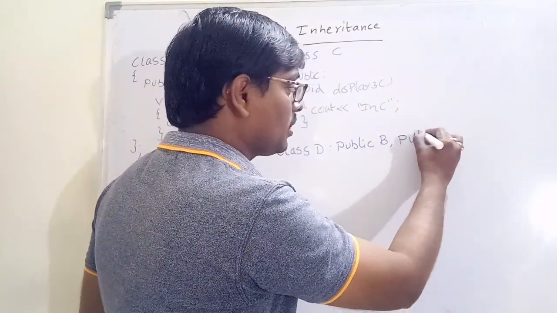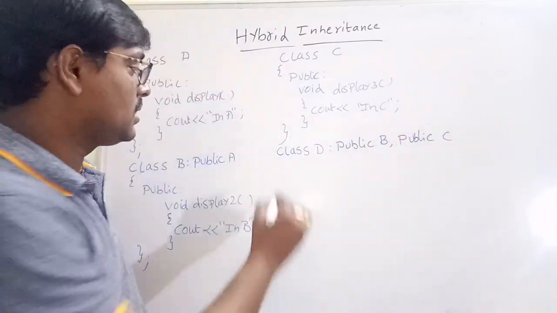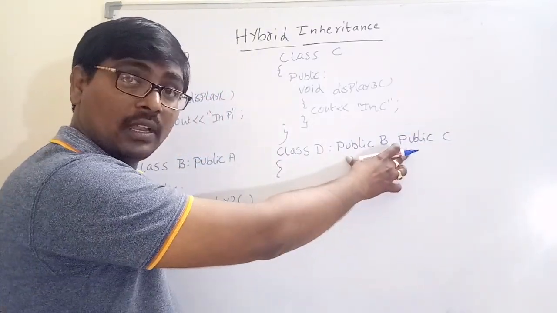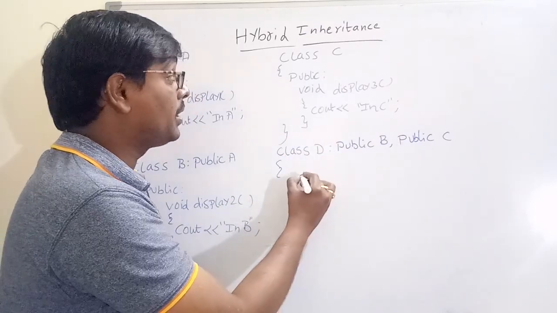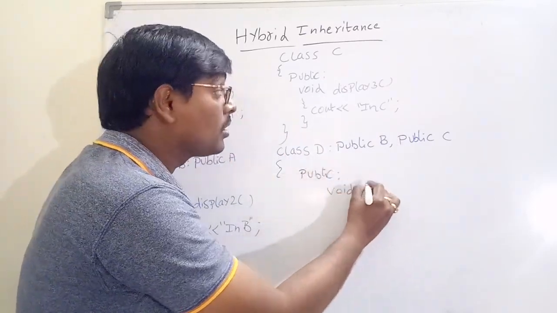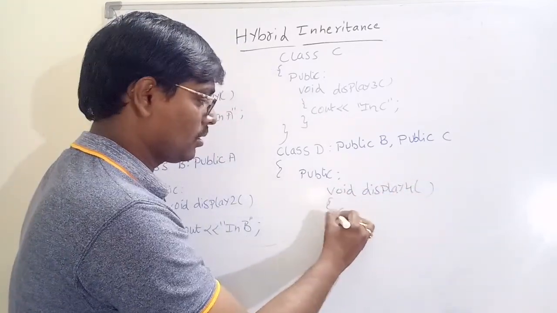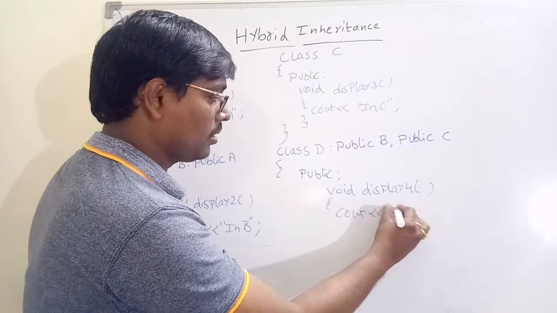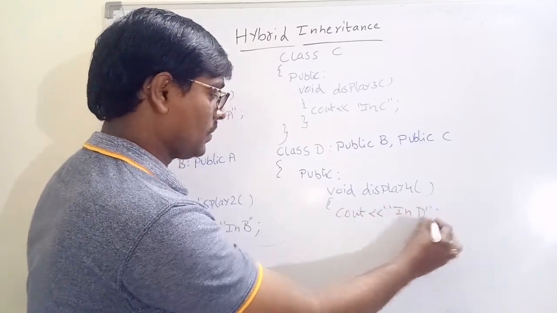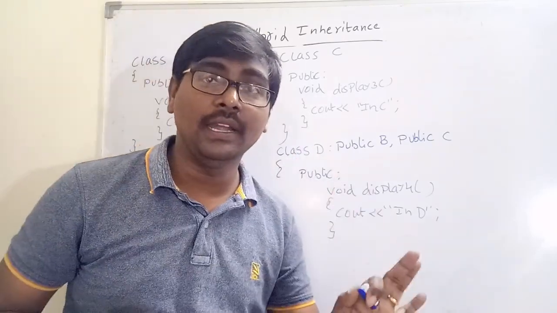Public C. I am acquiring public B and public C. See, now the multiple inheritance is implemented. Public void display4 with cout in D. Okay, this is the way to implement hybrid inheritance.